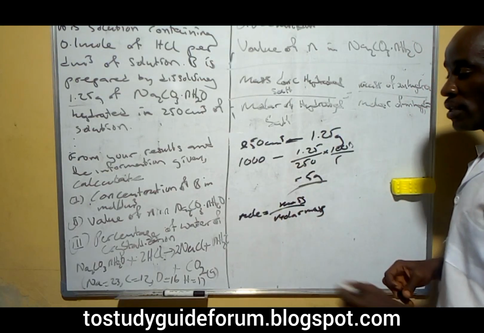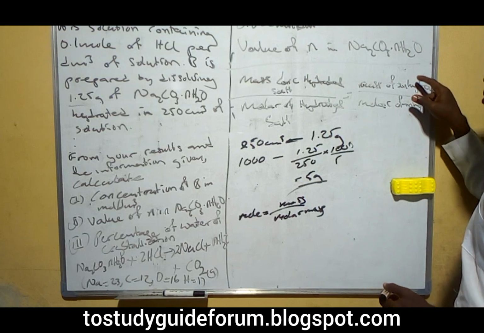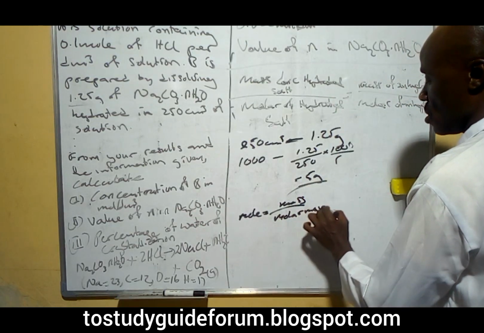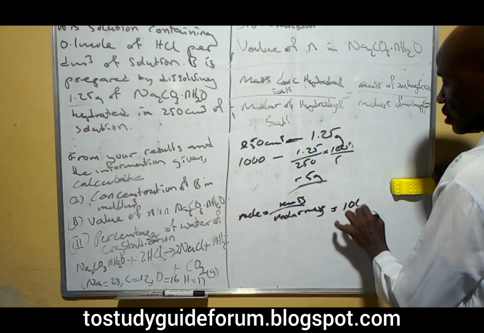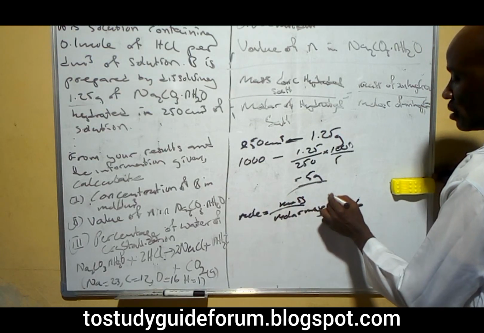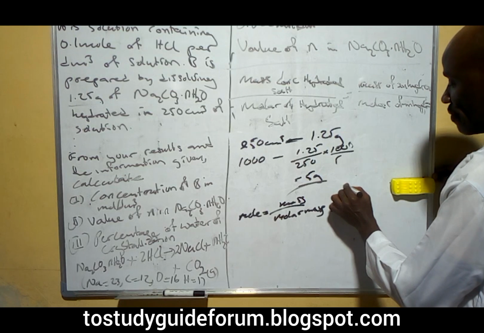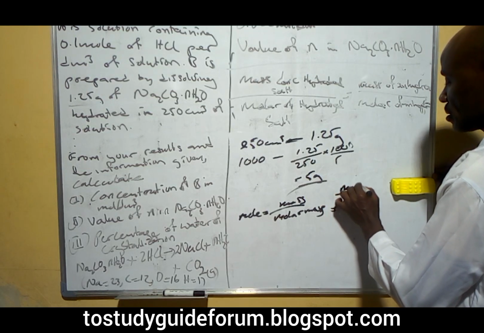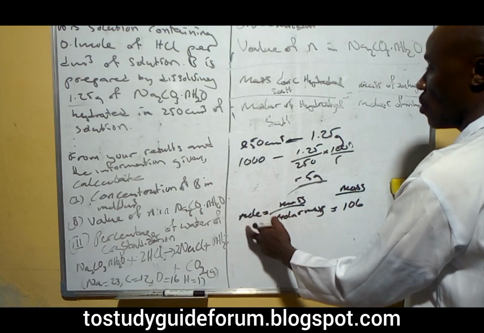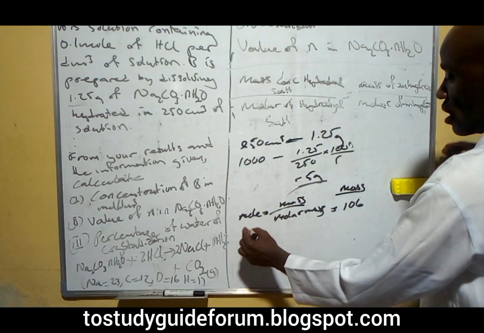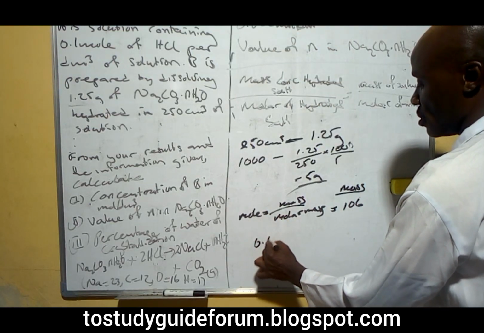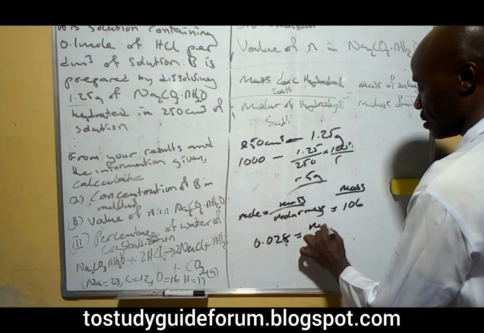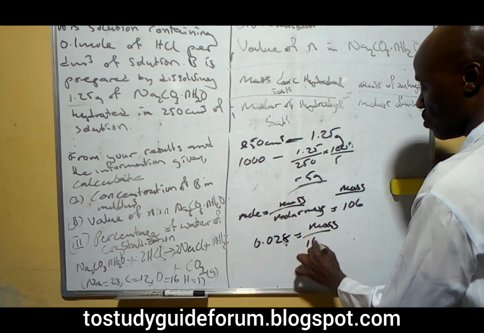That's the molar mass of the anhydrous salt. That means this one is equal to 106. And the mass of this is what we are looking for. We don't have it, so we can call it mass. The mole of this is what we have here, which is 0.02828, equal to mass over what? Molar mass.